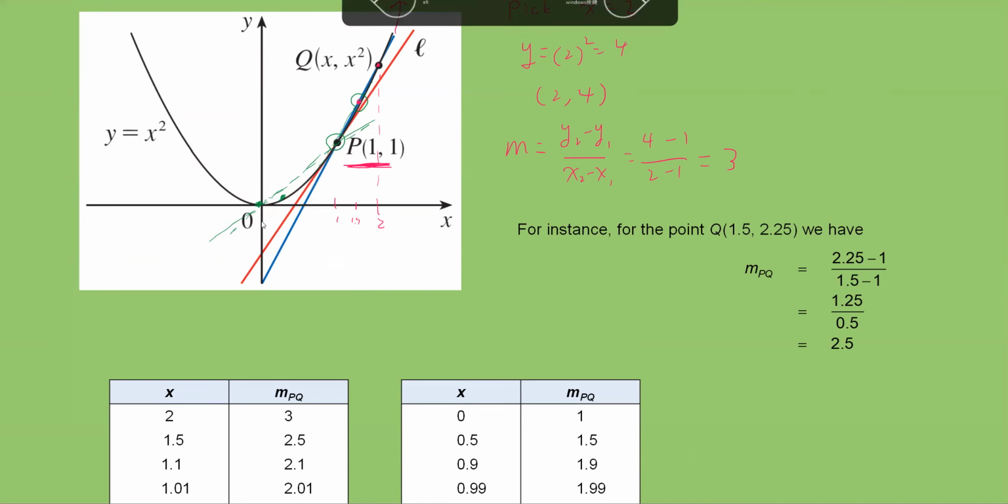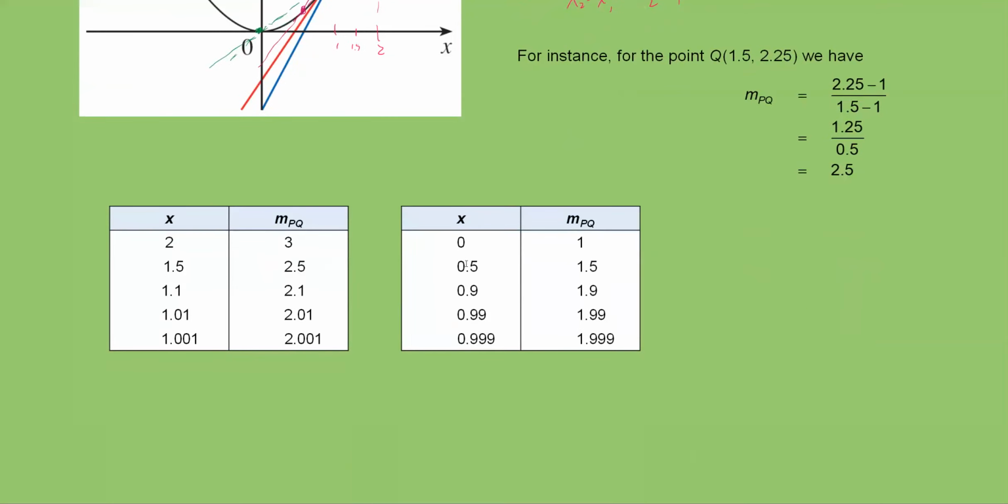Let me use a different color to show you what I'm trying to say. Let's say if I pick 0.5, then my tangent line will look like this, which is closer to red than green. So our goal is to get as close as possible to the true tangent line, which is the red line. As you can see, when we pick an x value very close to 1, like 1.999, we get the slope is 1.999. So that's very close to 2, I would say.